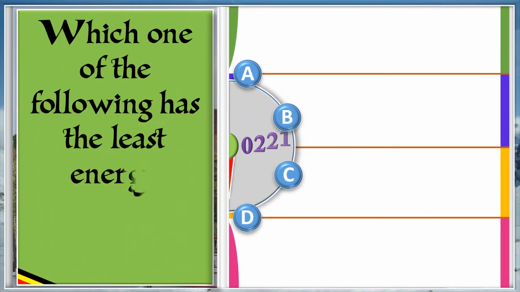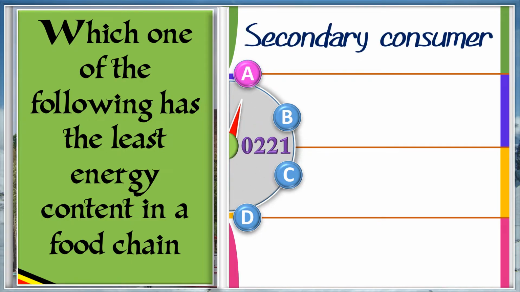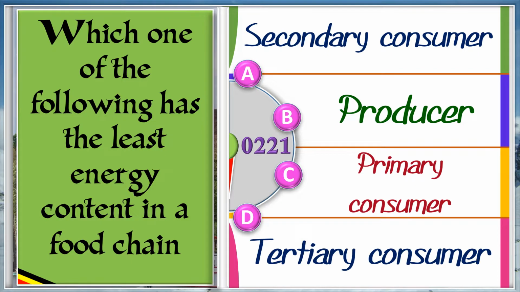Which one of the following has the least energy content in a food chain? A. Secondary consumer. B. Producer. C. Primary consumer. D. Tertiary consumer. And the answer is D. Tertiary consumer.